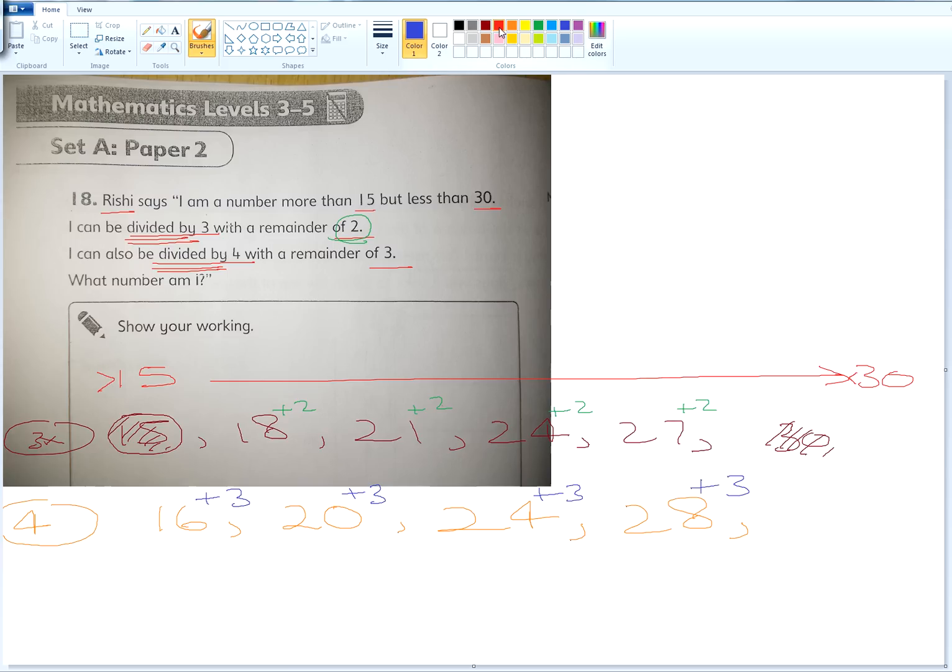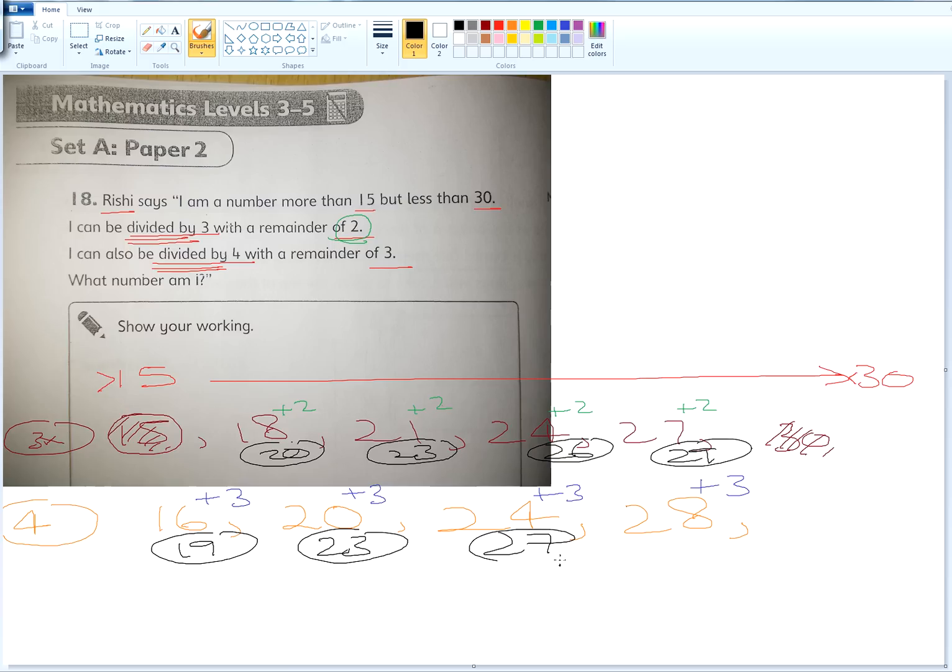Let's look for the answers now. Okay, let's go for purple. So 18 add 2 is 20. 21 add 2 is 23. 24 add 2 is 26. 27 add 2 is 29. Lovely. 16 add 3 is 19. 20 add 3 is 23. 24 add 3 is 27. 28 add 3, we can't do that one.